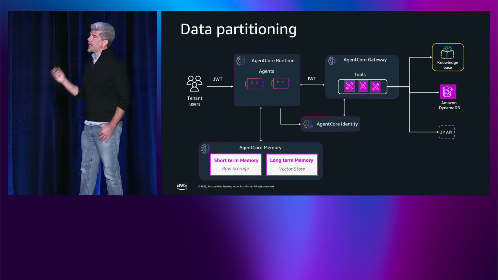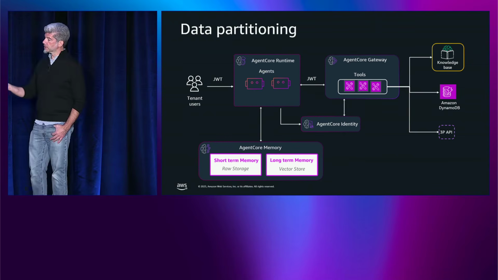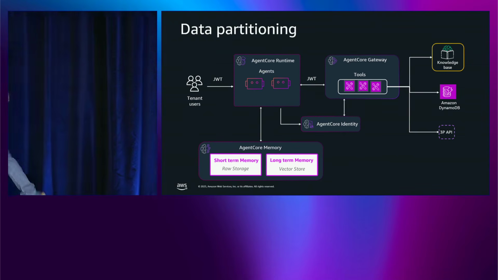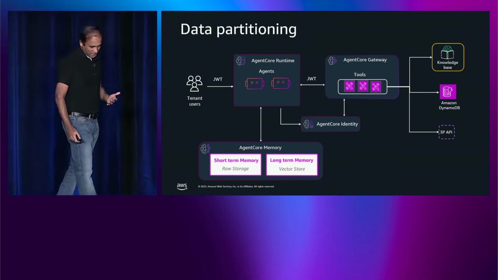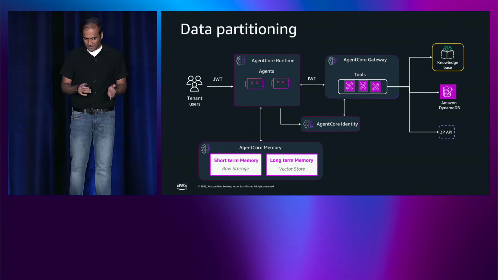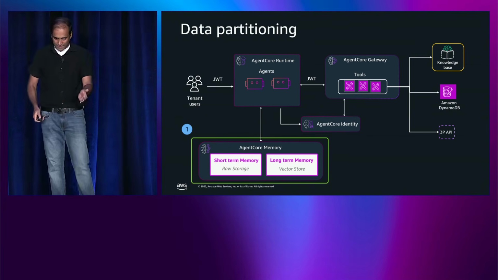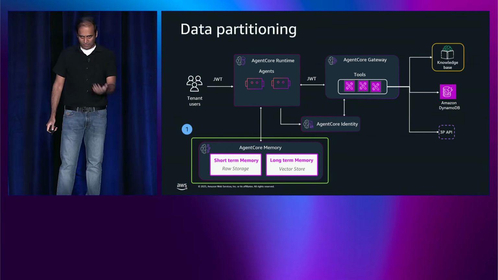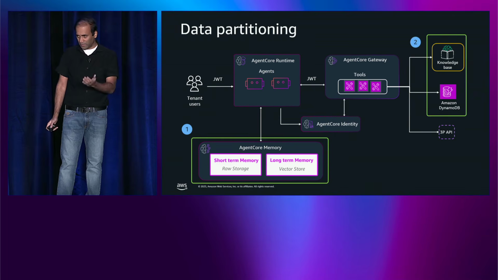Tell us a little bit about how we can apply data partitioning in AgentCore. Sure. When we talk about data partitioning, you need to look at the areas where, in this architecture, you're dealing with data. One area is the AgentCore memory, where you're storing tenant-specific data. The other area is the AWS resources. Here, we are just showcasing a knowledge base and a DynamoDB table.